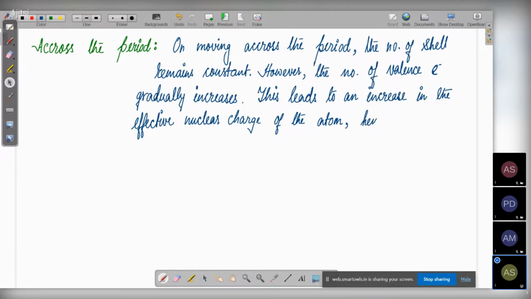Hence, atomic size decreases across a period. Is the explanation clear to everyone? Yes or no? Yes, sir.